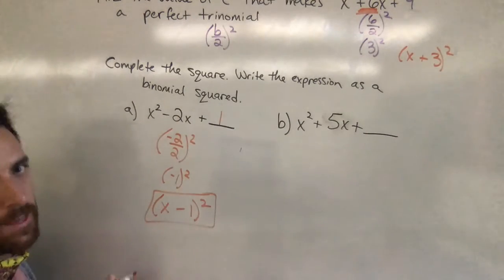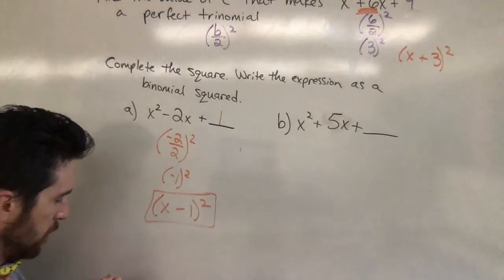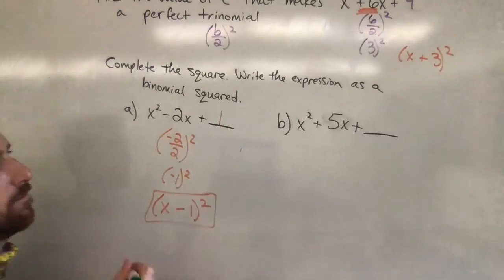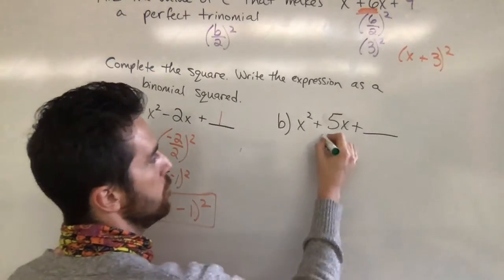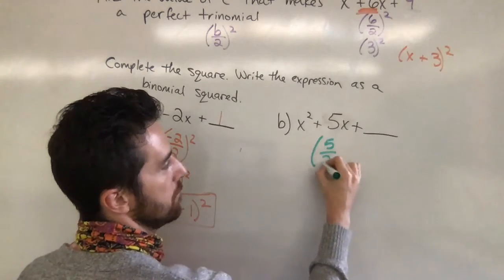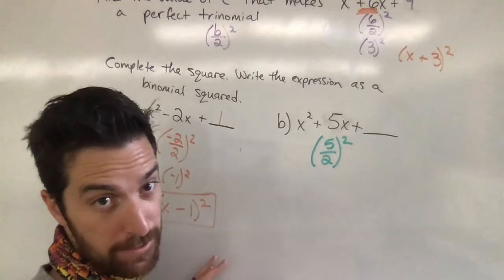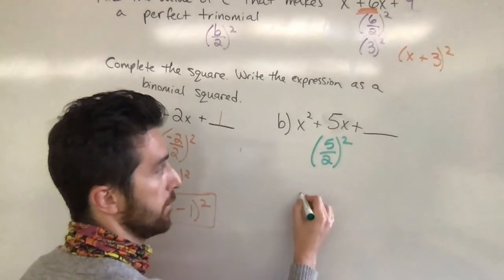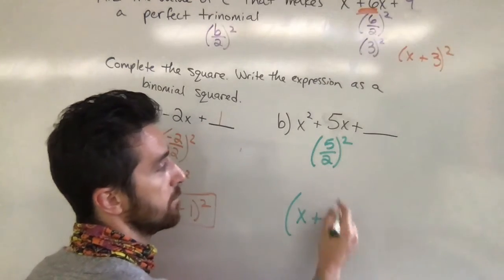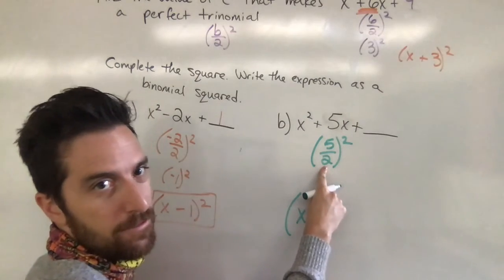And again, if you want to check, write that out twice and FOIL it, and you'll get x squared minus 2x plus 1. Now something like b is a little more challenging, because if I take 5 and I divide it by 2, I have a fraction, and that's okay. That's fine. Now check this out. We already know part of our answer here. It'll be x plus this, right? Because we can't simplify that anymore.